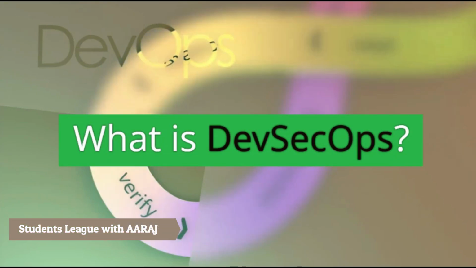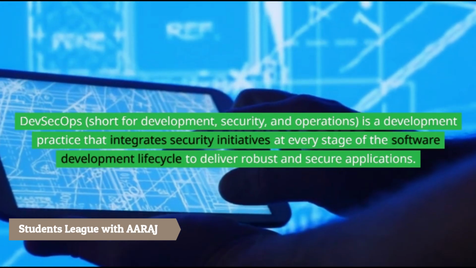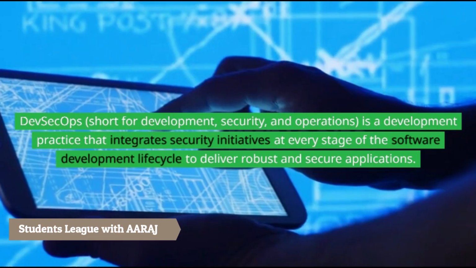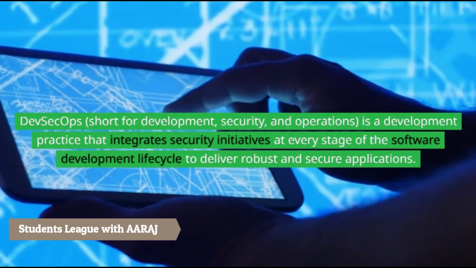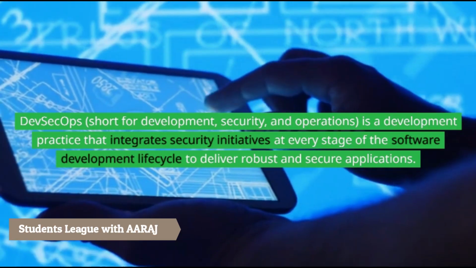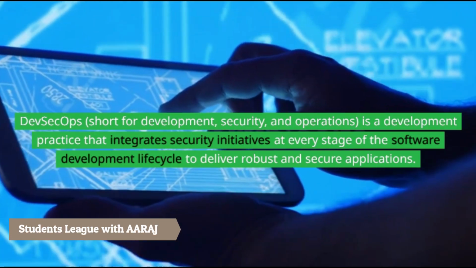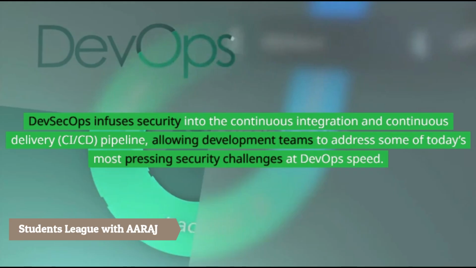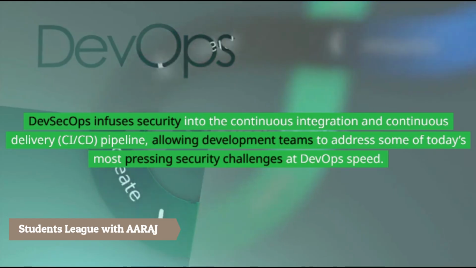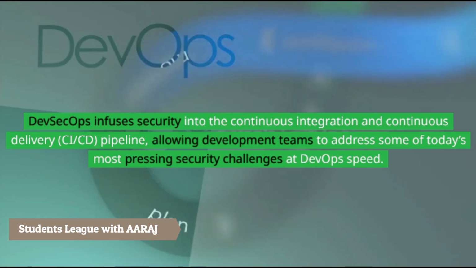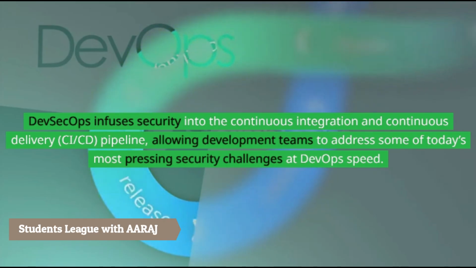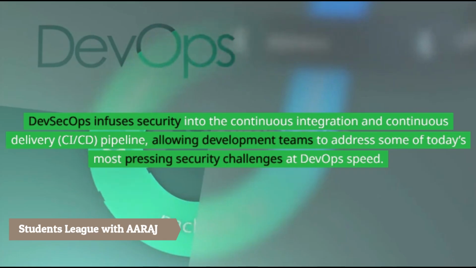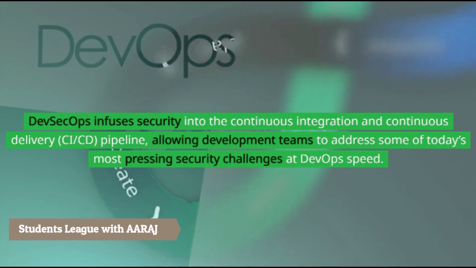What is DevSecOps? DevSecOps, short for Development, Security, and Operations, is a development practice that integrates security initiatives at every stage of the software development lifecycle to deliver robust and secure applications. DevSecOps infuses security into the continuous integration and continuous delivery (CI/CD) pipeline, allowing development teams to address some of today's most pressing security challenges at DevOps speed.